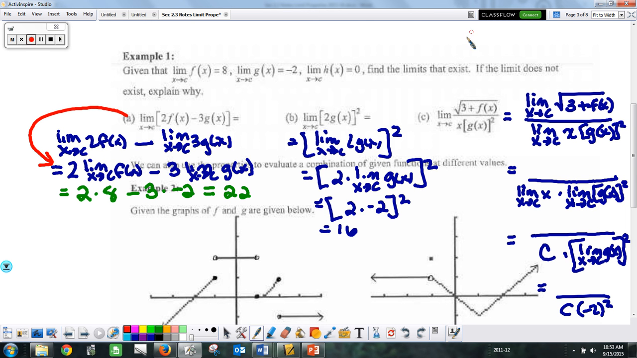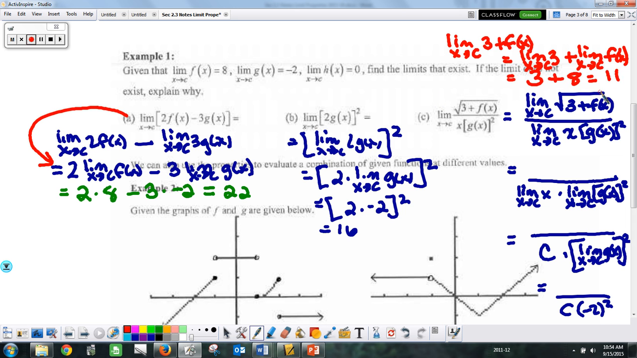So I might come up here on the side and say the limit as x approaches c of 3 plus f of x. We're going to figure that out first. The limit of a sum is the sum of the limits: the limit as x approaches c of 3 plus the limit as x approaches c of f of x. The limit of a constant is the constant, plus the limit as x approaches c of f of x was 8. So we end up with 3 plus 8, or 11. All right, so we're okay. The inside doesn't go to 0.